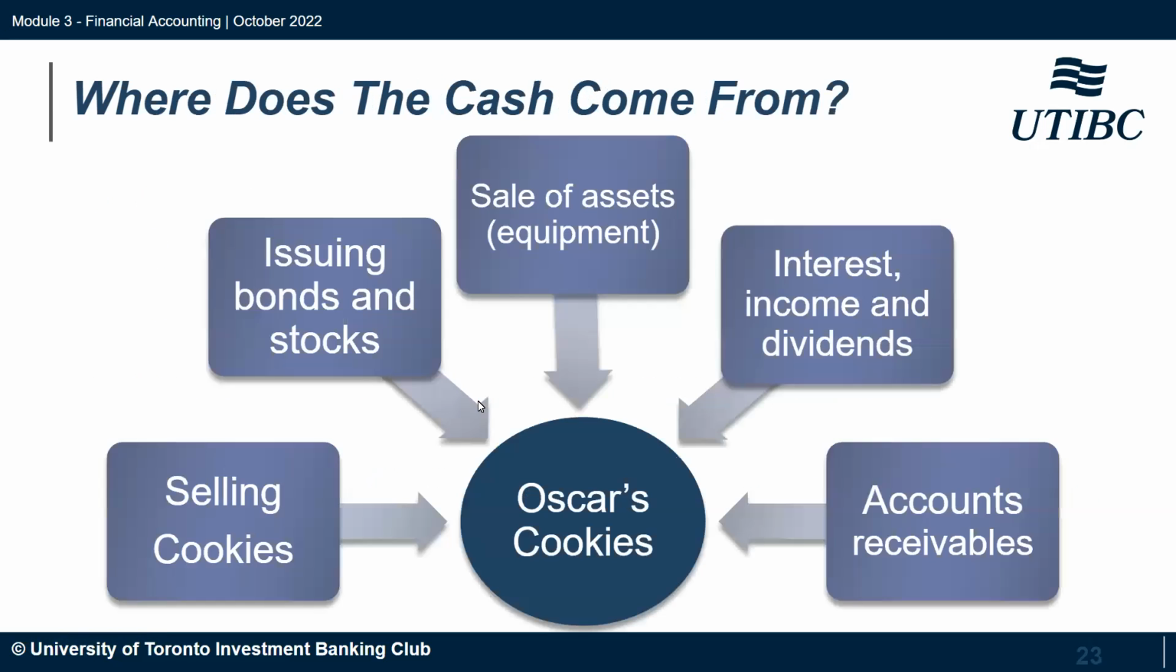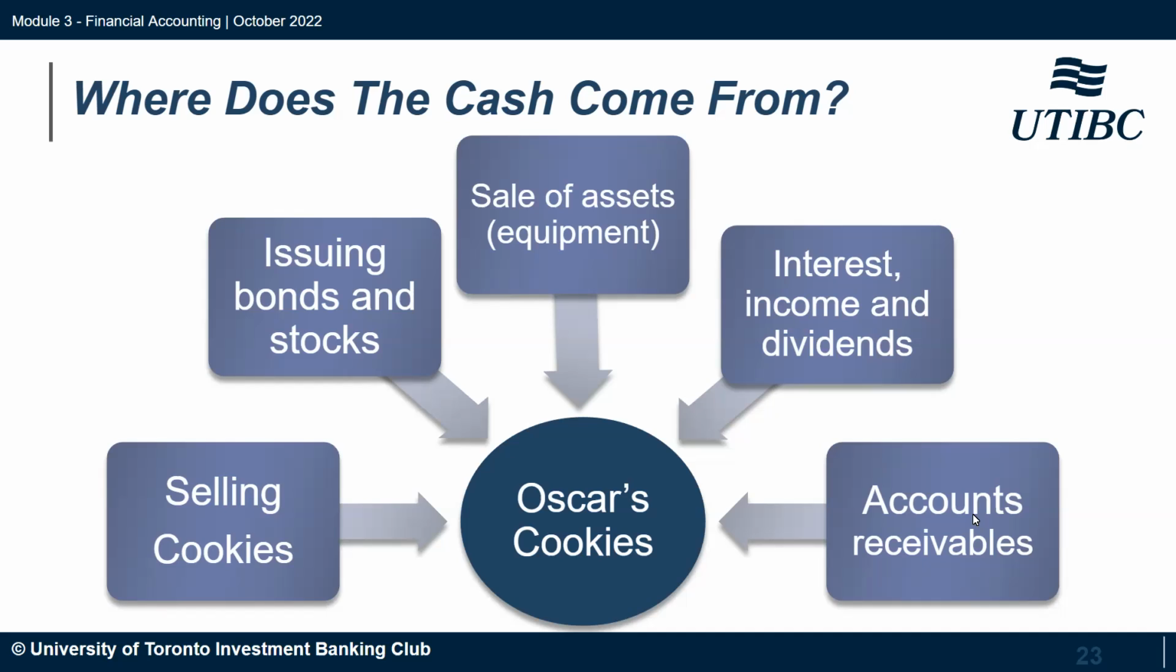So the first one, where does the cash come from? Imagine Oscar's Cookies, which is my company. So where do we get cash? Our main revenue source would be selling the cookies, but we also can issue bonds and stocks. We can sell equipment such as maybe the cookie machine, maybe my whisks, my bowls. We also have interest income and dividends.